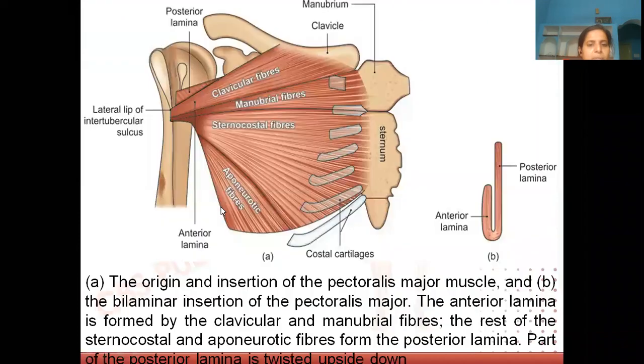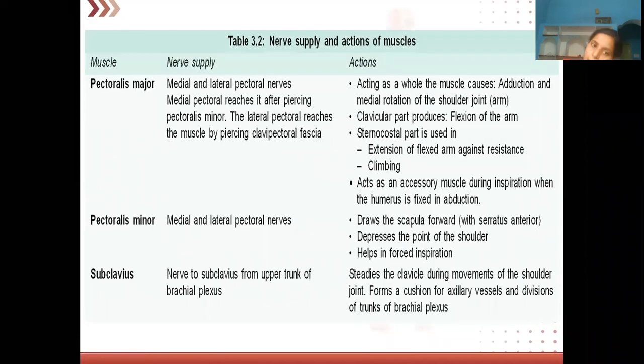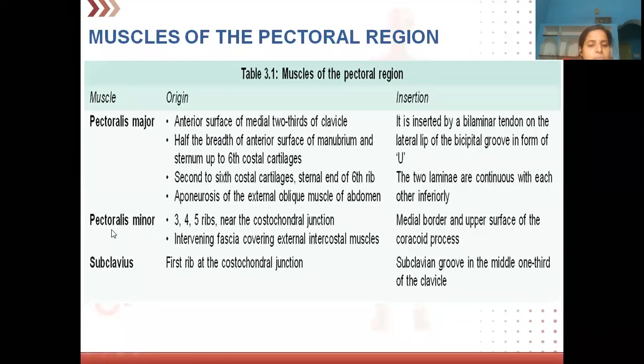Okay, then after that we will see the pectoralis minor. So from where is it coming? Pectoralis minor. See, do you remember, we have also talked about the short head of biceps brachii. From where was it coming?